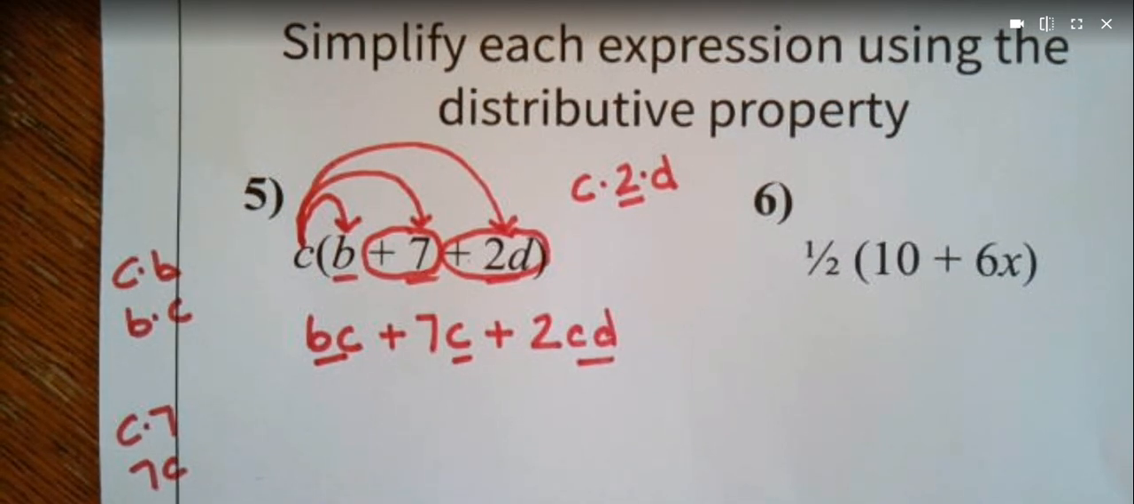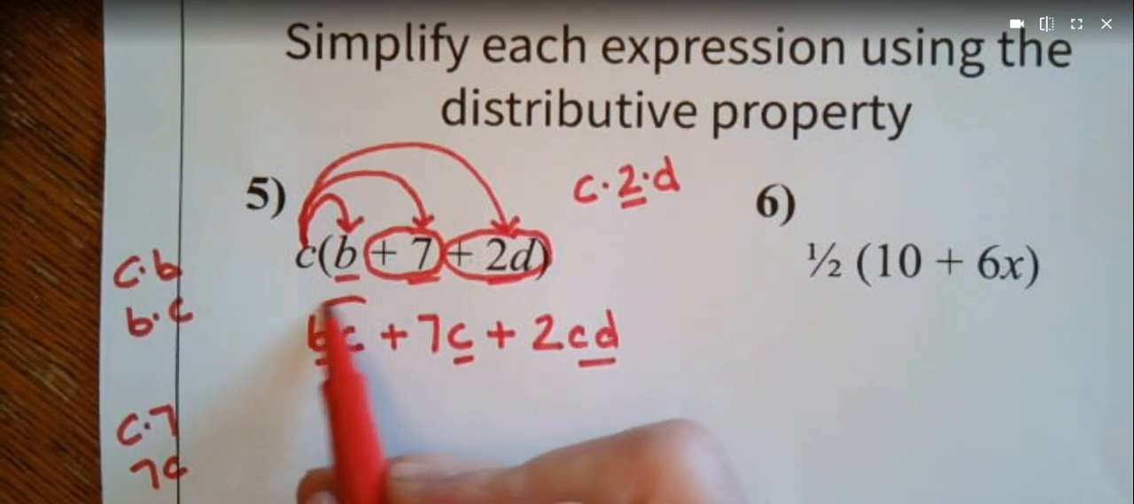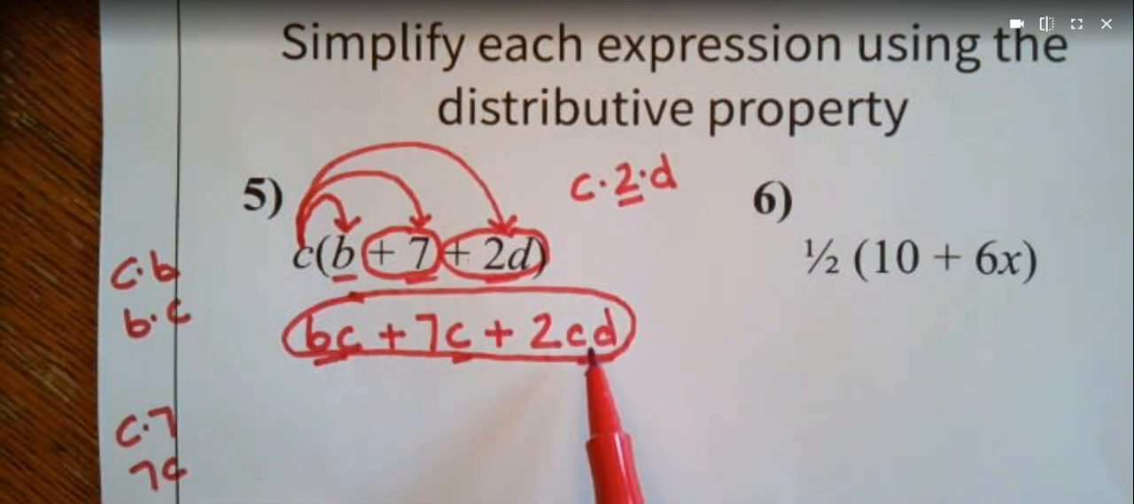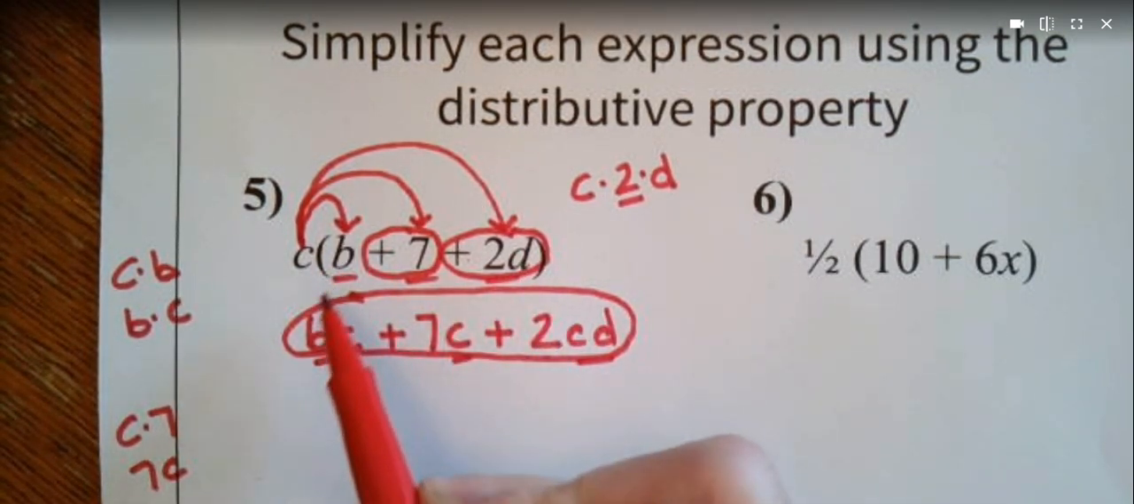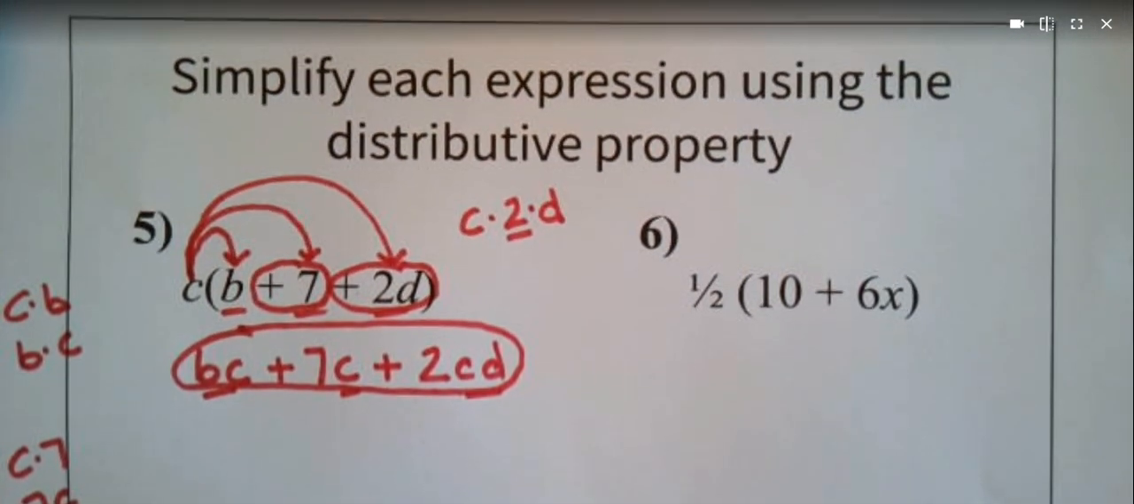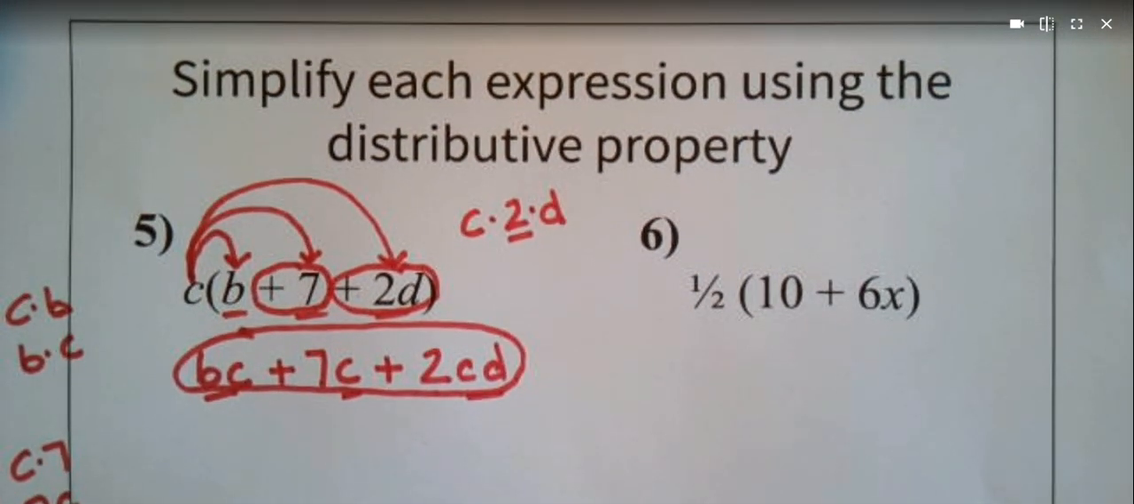No like terms at all. So I'm going to keep them all separate. But by simplifying, by using the distributive property, I've created an expression that no longer has parentheses. And that's one of the reasons we use the distributive property, is to get rid of those parentheses.